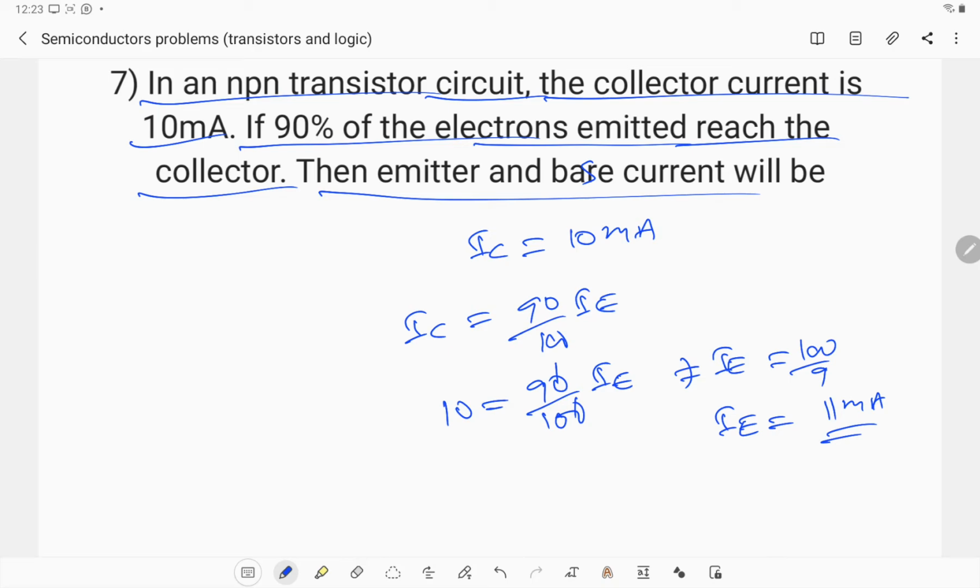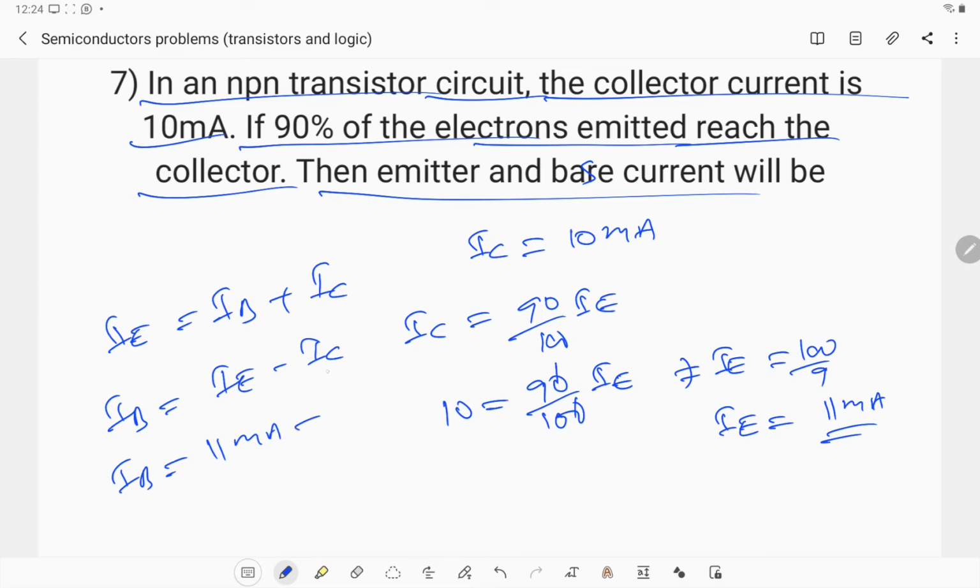And base current. Here emitter current is equal to base current plus collector current. Therefore, base current is equal to emitter current minus collector current. Therefore, IB is equal to emitter current, given as 11 milliamperes, minus collector current, 10 milliamperes. Therefore, base current is 1 milliampere. This is base current.